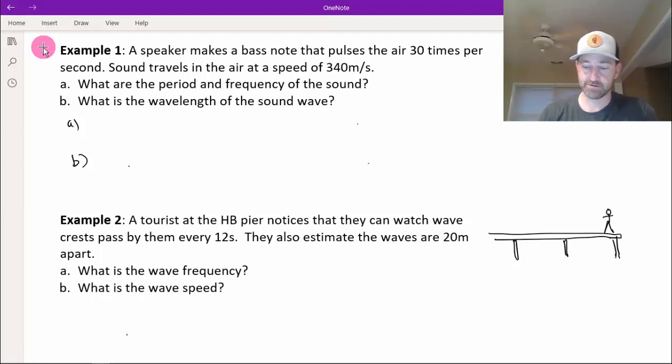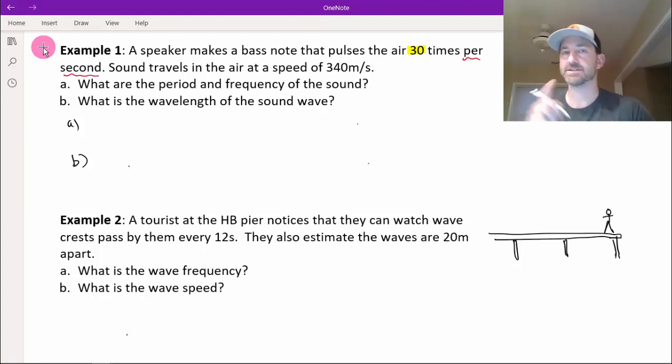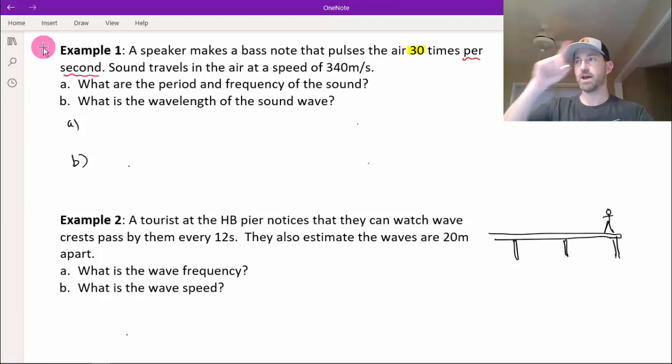So let's go ahead and start identifying things. Anytime we have a number, we have to identify it as something, right? So I've got 30 times per second. There are our keywords, per second. It's not saying it's 30 seconds. It's not saying a wave takes 30 seconds. It doesn't take 30 seconds to make a wave. It's making 30 of them per second. So 30 times per second waves are being made from that bass speaker.